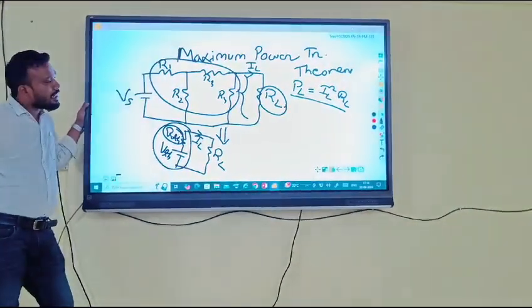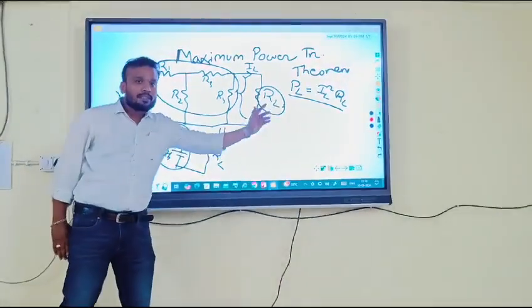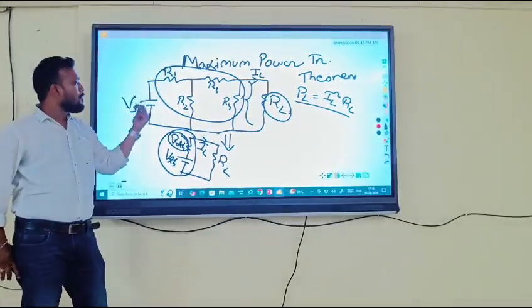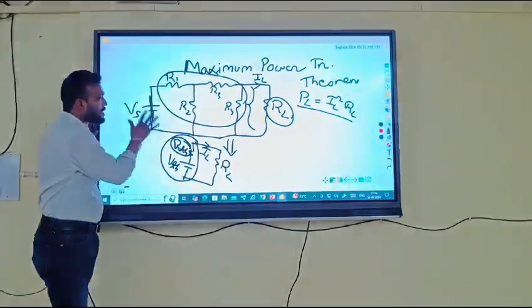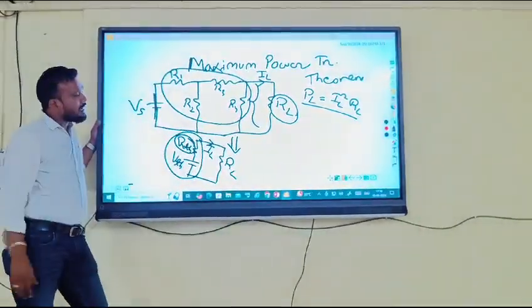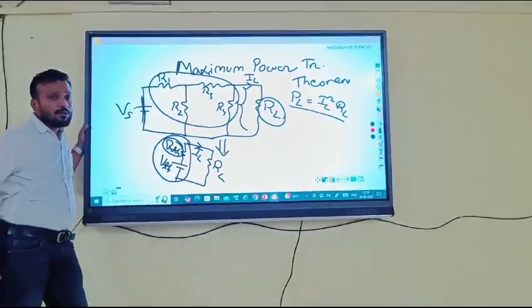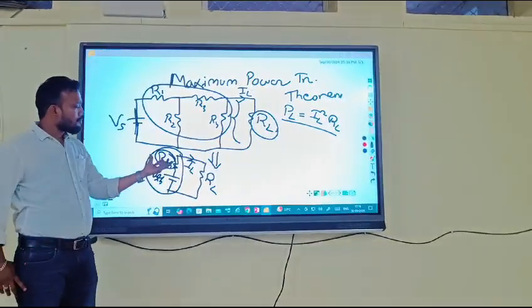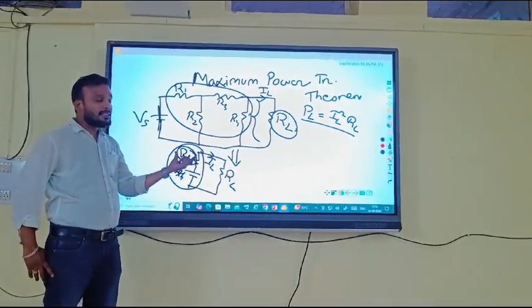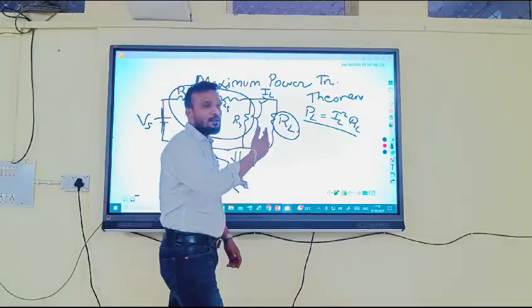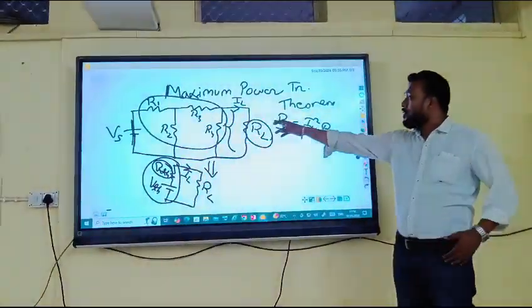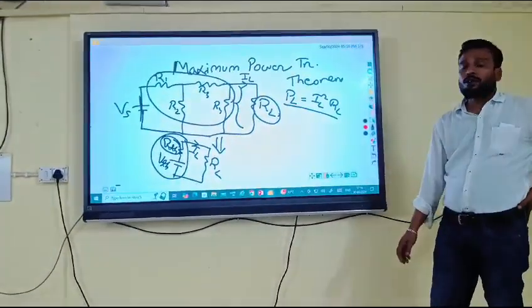How will we calculate the internal resistance? Internal resistance can be calculated by opening the load resistance along with the sources removed. That means the voltage sources are converted to short circuits, and if any current source is present, we replace it with an open circuit. From this, the equivalent resistance is calculated from the load resistance side, and the Thevenin voltage is calculated as the open circuit voltage across the load resistance.